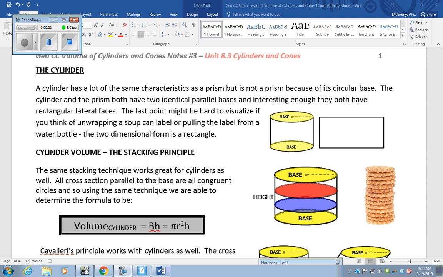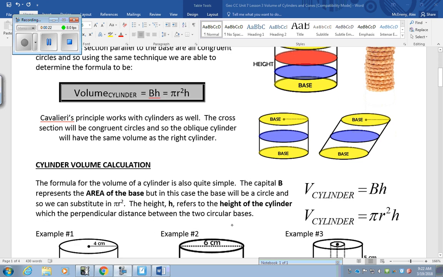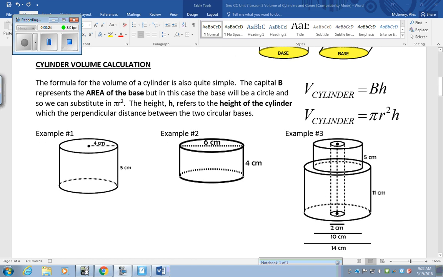We're going to look at volume for cylinders and cones. This is unit 8.3. And the reason why we're combining cylinders and cones is because they both have circles as bases. So the formulas are pretty similar. So you could read through this section, and we're going to look at a couple of the examples.